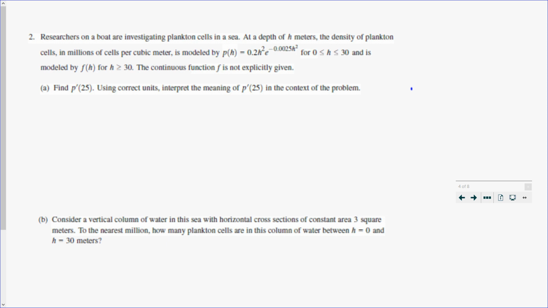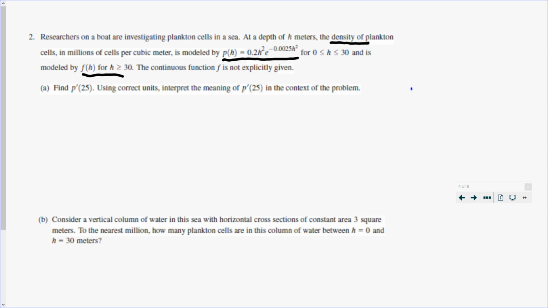Plankton has taken over. Researchers on a boat are investigating plankton cells in a sea. At a depth of h meters, the density of plankton is modeled by this equation. Now look at that equation. That equation screams use a calculator or technology on this one. Between 0 and 30, they give us the density of the plankton, and anything above 30 meters, they're giving us this unknown function f, which we'll talk about later on.